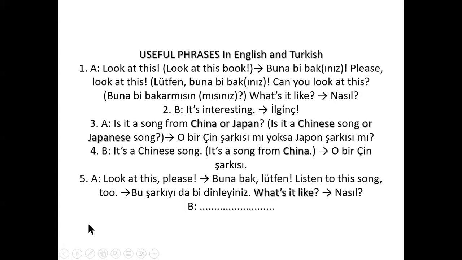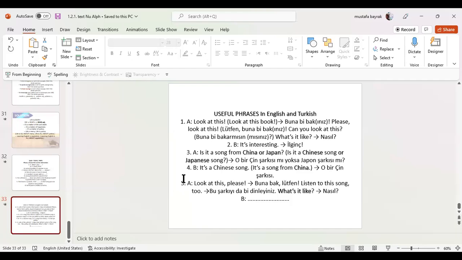Look at this, please. Listen to this song, please. Listen to this song too. What's it like? It's beautiful. So this is the end of from now on again.